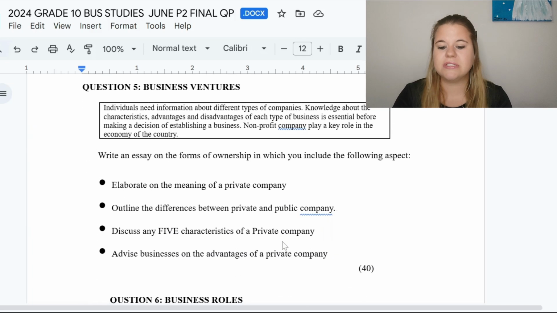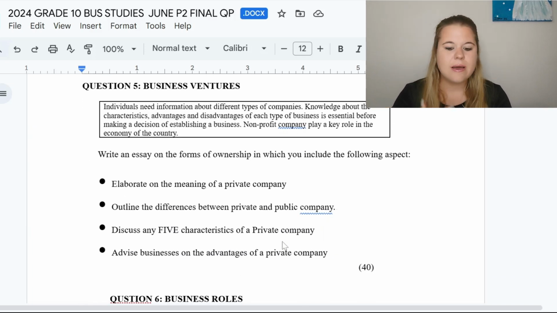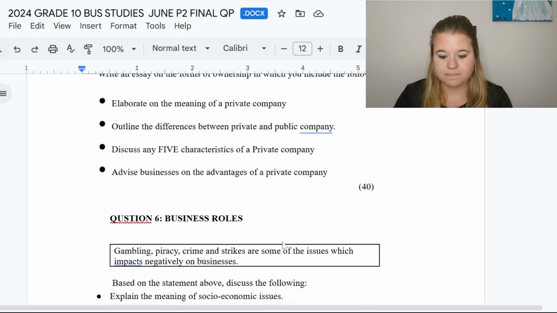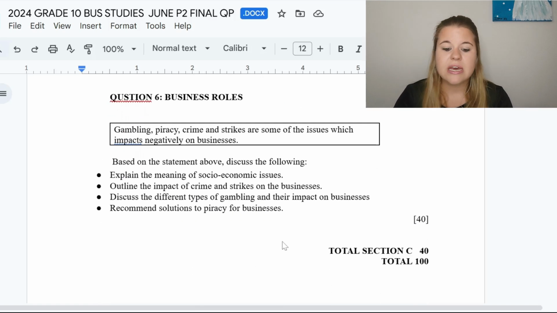Then the essay, business ventures, once again, meaning of private company, the differences between private and public, characteristics of private, then we have the advantages of private. Business roles, here we're looking at the meaning of socioeconomic issues, crime, strikes, the impact on the business, the different types of gambling and their impact, and then the solutions to piracy.